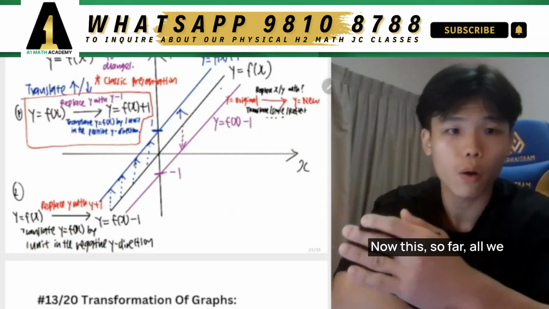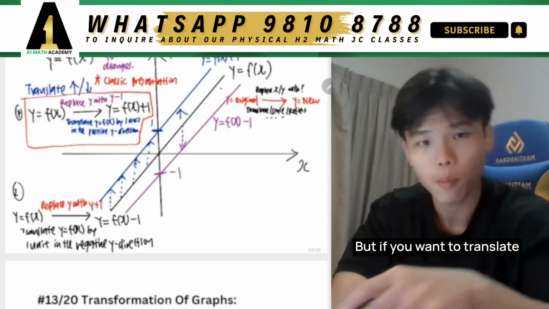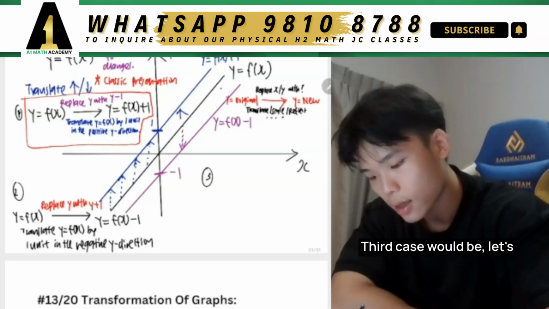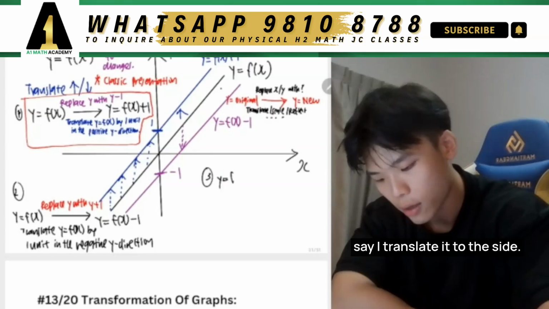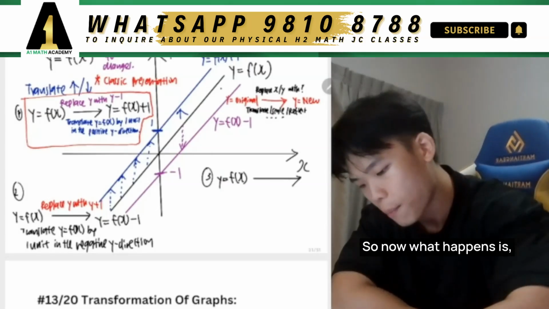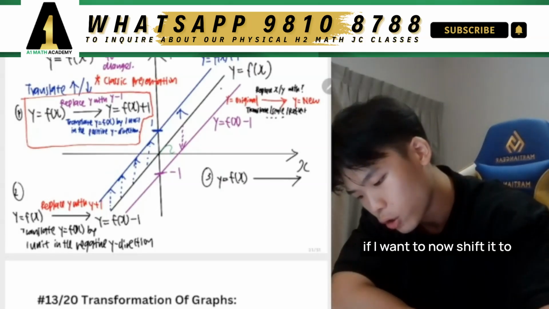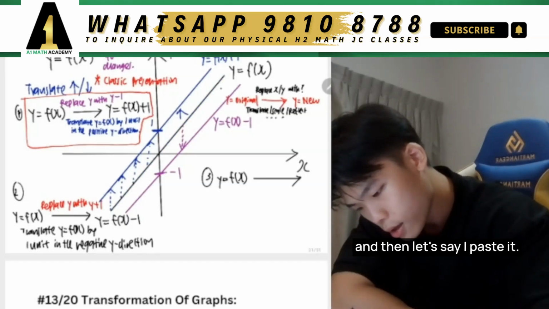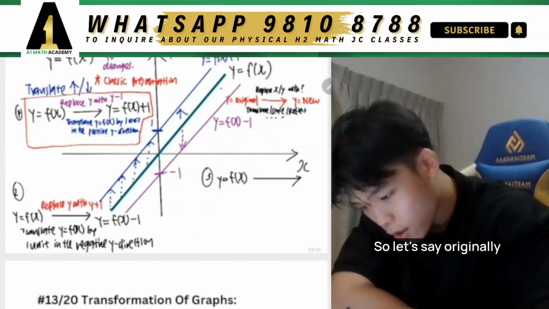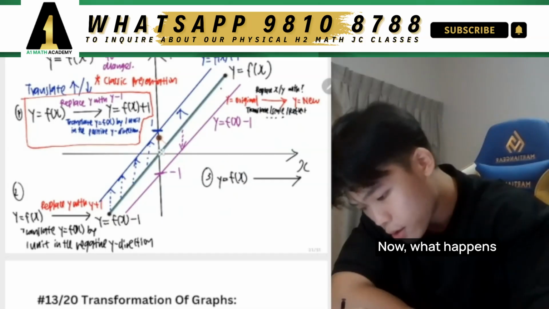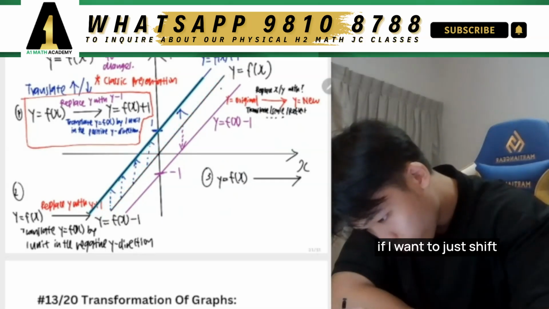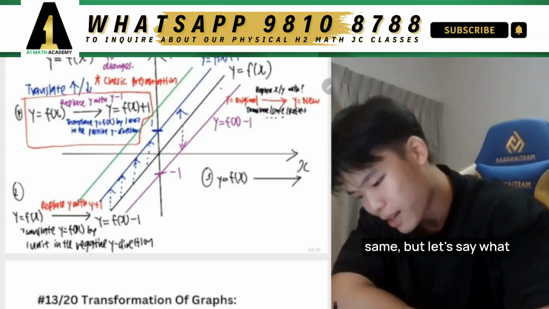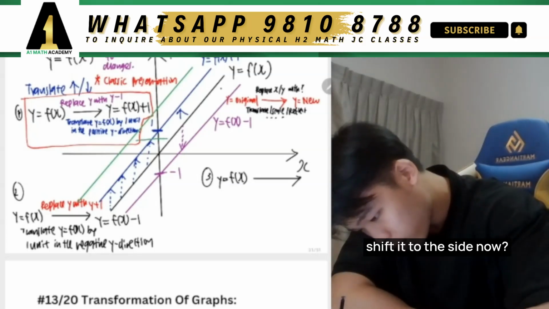Now, so far all we have been talking about is just up and down, right? Well, if we want to translate it laterally, then that would be the third case. Third case would be, let's say I translate it to the side. So if I want to shift it to the side here, let's say I copy this, and then let's say I paste it. So let's say originally my graph is here, right? Now what happens if I want to just shift it to the side now? The constraint is that all of these lines look the same.